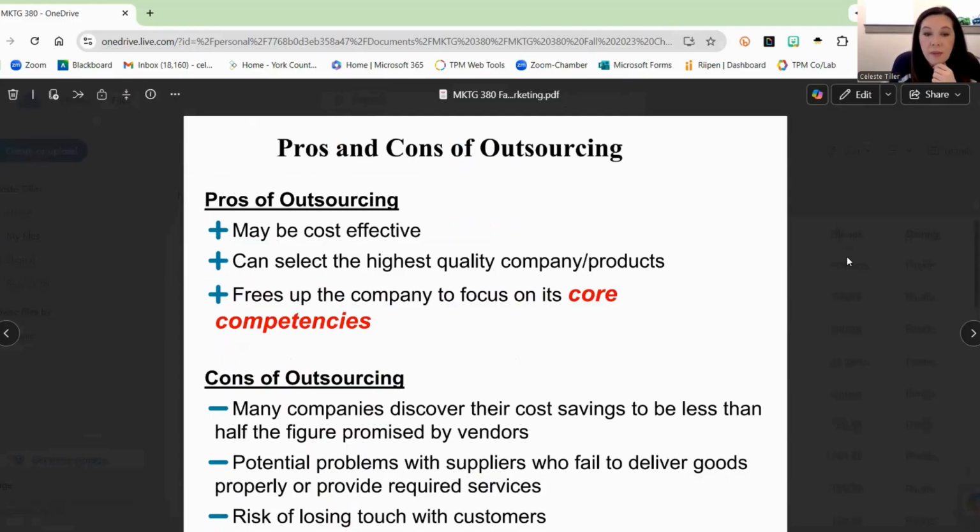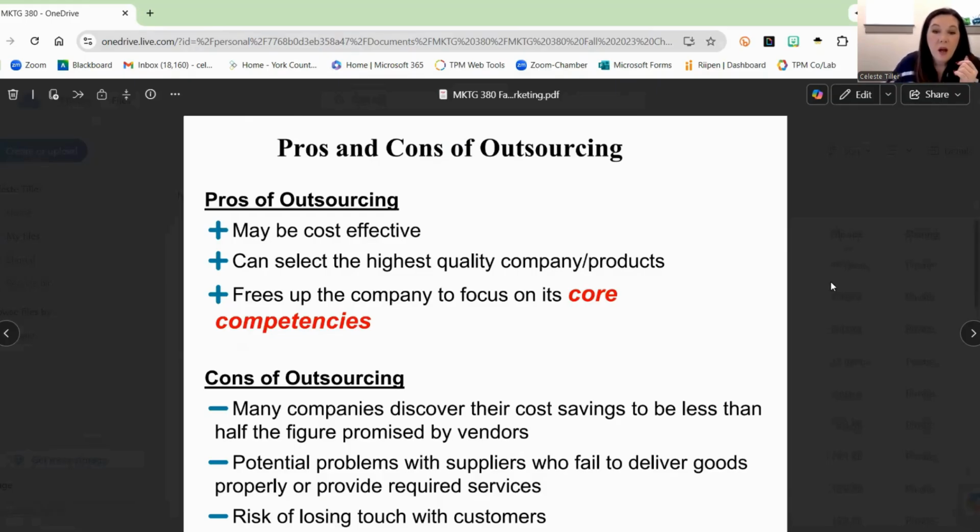So the pros of outsourcing might be it's cost effective, right? They're not having to take that cost on themselves. They can select the highest quality company and products. They could put out an RFP. They could do some of that bidding and look at different proposals. Plus, it allows the company to free up time to focus on its core competencies, which are the things that it does well. Remember when we talked about your pizza restaurant, what is that value proposition? How can you tell people how you bring value and what you do well? Well, the core competencies is what do you do well? What are you known for?